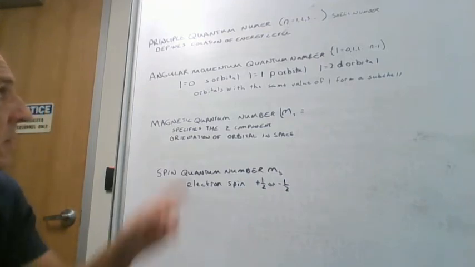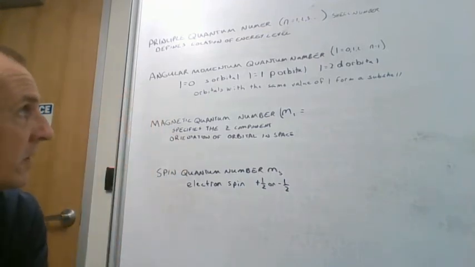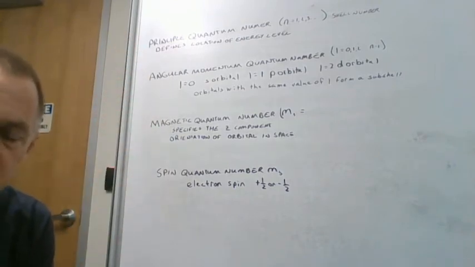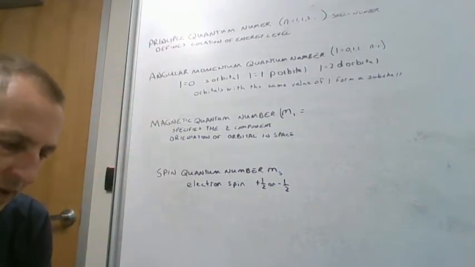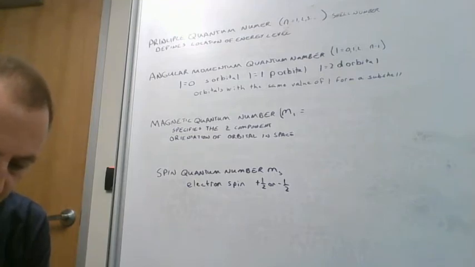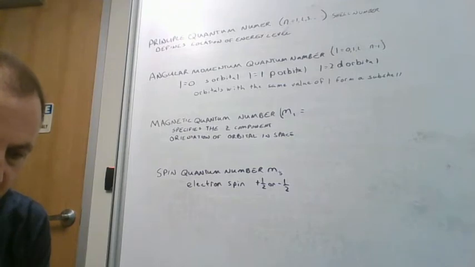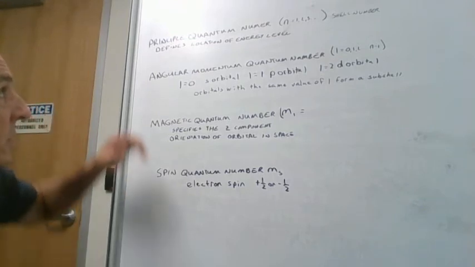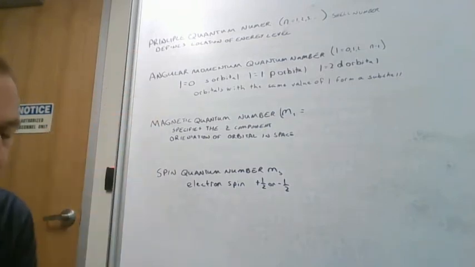But the principal quantum number, which is also known as the shell number, defines the location of the energy level. So remember that the electrons within an atom can be at different energy levels, and those are quantized, so they have to be at specific levels. They just can't be anywhere. It's not a continuous array. It's more like steps. And so this principal quantum number n tells you at what energy level they are.